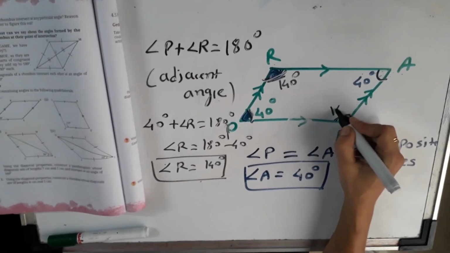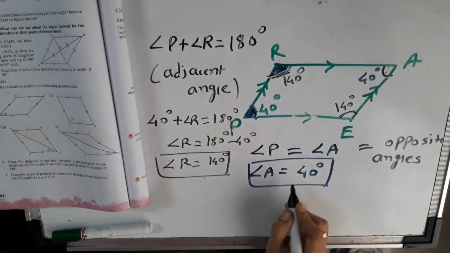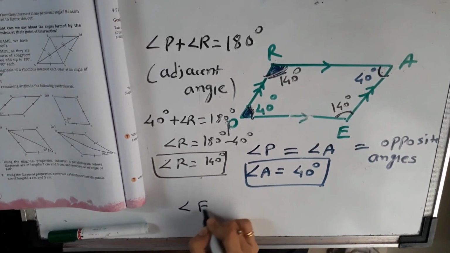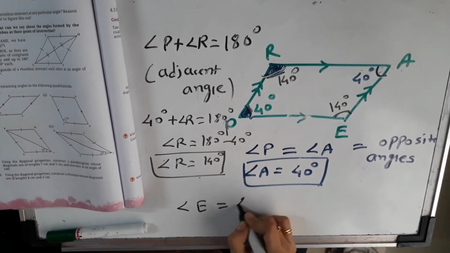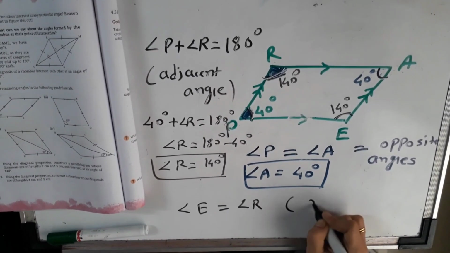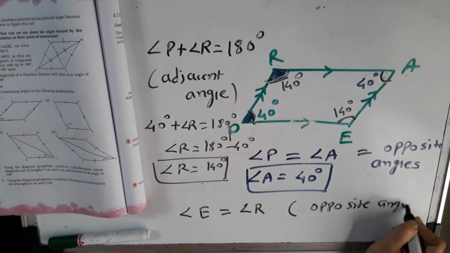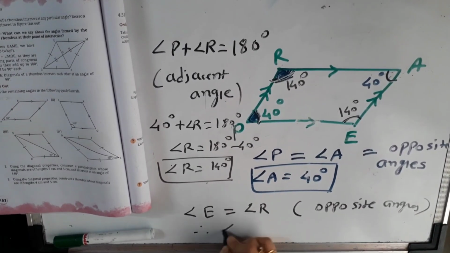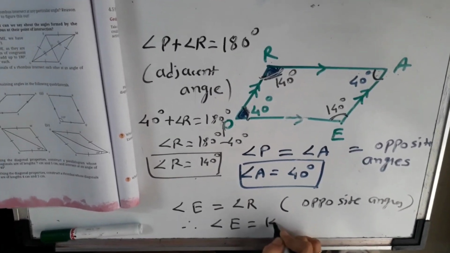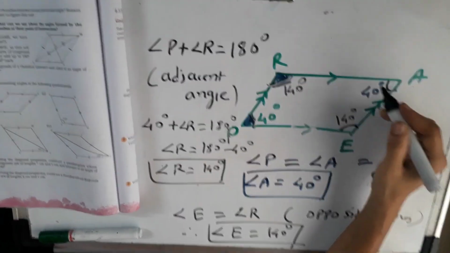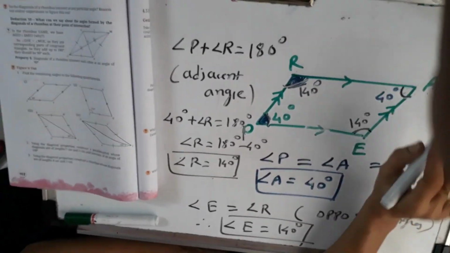Therefore angle E is also 140 degrees. And what is the reason? You have to write angle E is equal to angle R. Reason: again opposite angles, and therefore angle E is again 140 degrees. In this way you have to find all the angles of the quadrilateral or parallelogram.